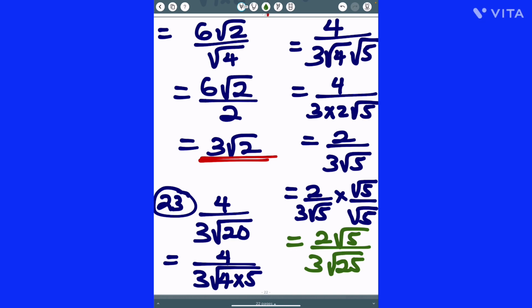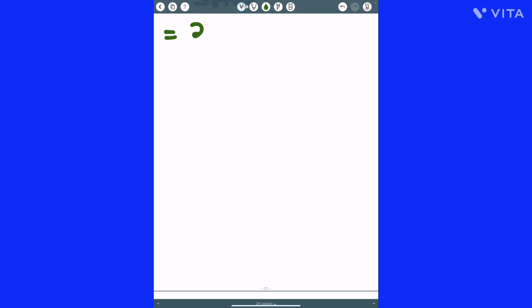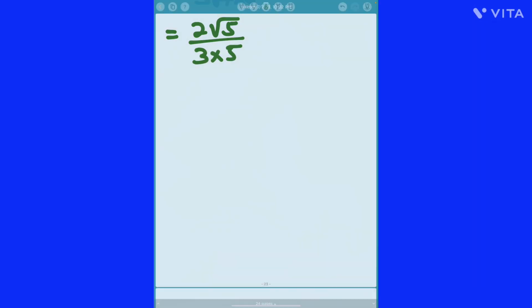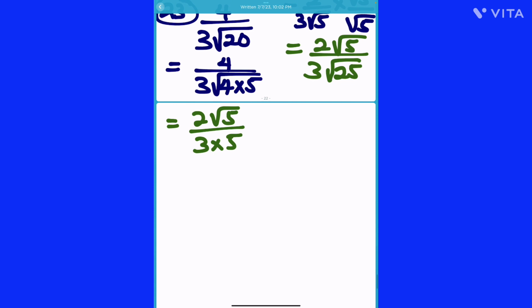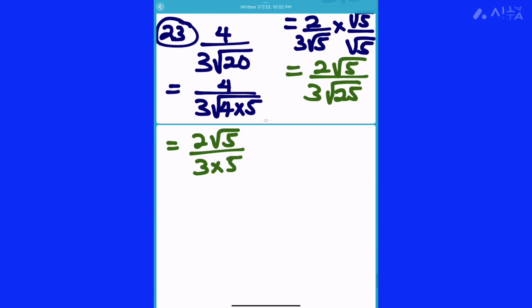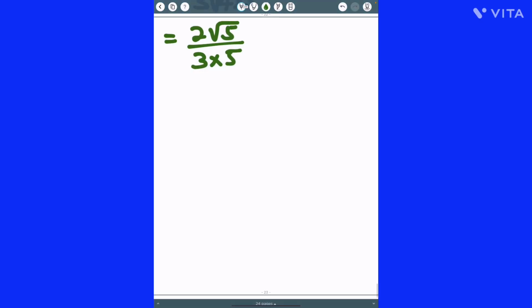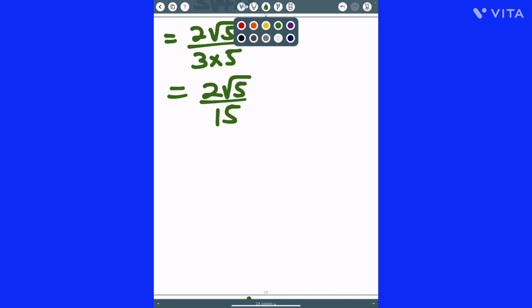Root 25 is 5. So that will give me what? 2 root 5 over 3 times 5, because the square root of 25 is what? 5, from this top right corner here. So I'll get 2 root 5 over what? 15. That's my final answer. Let me underline that in yellow. I think 1 or 2 more questions will be okay. Let's just take a few more.